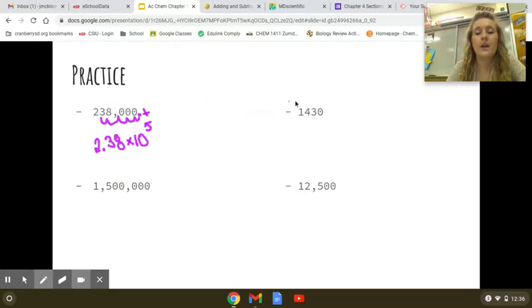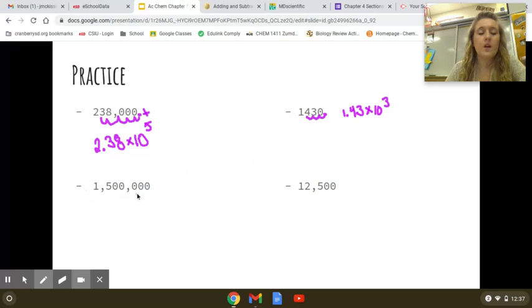Okay? And again here, if we have 1430, our decimal place is going to be right here at the end because it's not listed. And we're going to move it so that there's only one number to the left of the decimal, and that number is between 1 but not greater than 10. So 1, 2, 3 places. So 1.43 times 10 to the positive third again, because remember this number is bigger than 1.